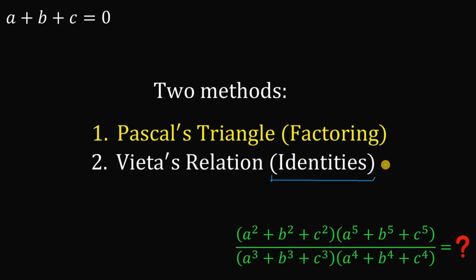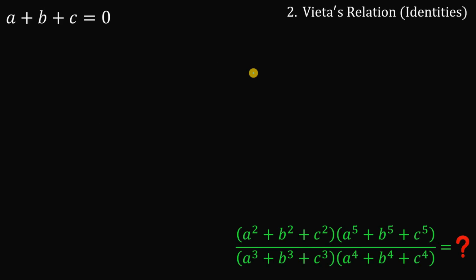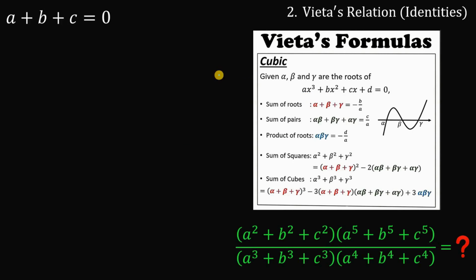So let's begin with Vieta's relations and some identities. This is Vieta's relation for a cubic equation. Given that alpha, beta, and gamma are the roots of ax cubed plus bx squared plus cx plus d equals 0, using Vieta's relations we can easily get the sum of its roots, the sum of pairs of its roots, the product of the roots, etc.